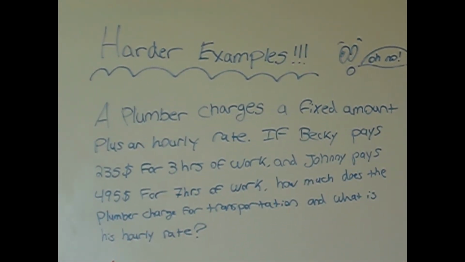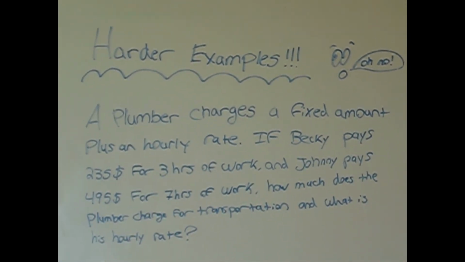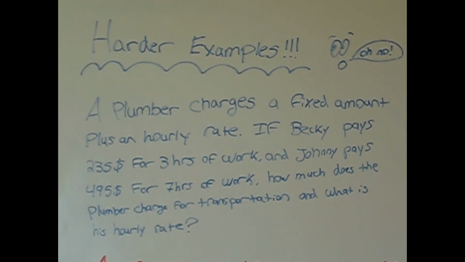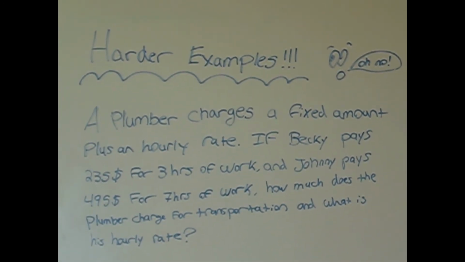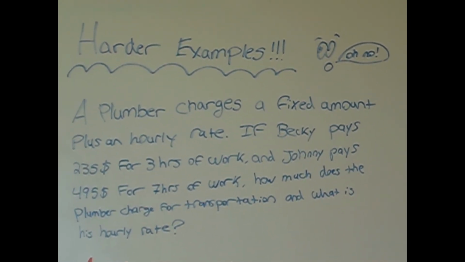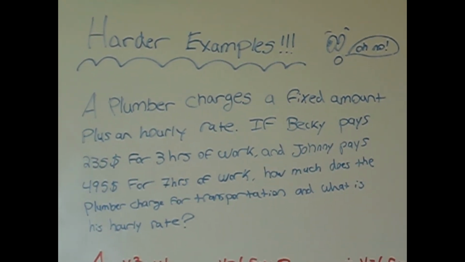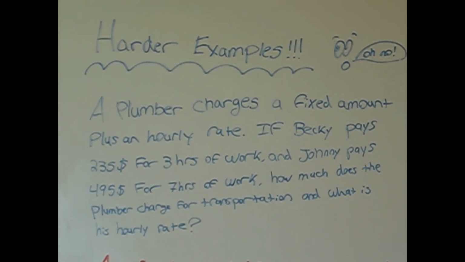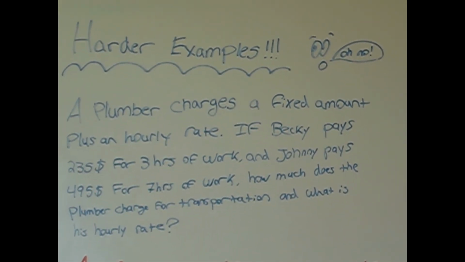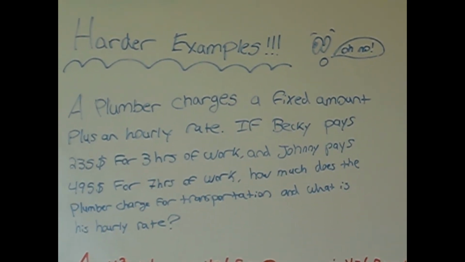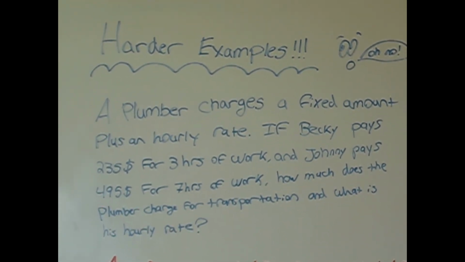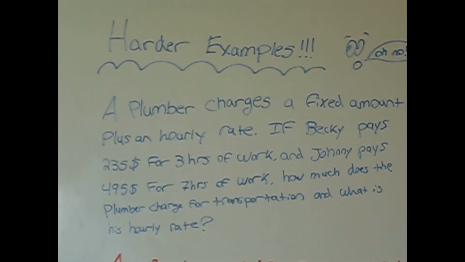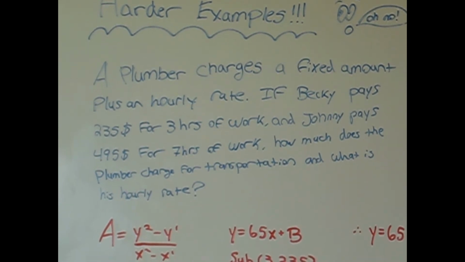A plumber charges a fixed amount plus an hourly rate. If Becky pays $235 for 3 hours of work and Johnny pays $495 for 7 hours of work, how much does the plumber charge for transportation and what is his hourly rate? So what we know is the independent variable, which is time in hours, and the dependent variable, which is the total amount charged. We also know 2 points, which are (3, 235) and (7, 495). And then what we don't know is the slope, which is the hourly rate, and the initial value, which is the transportation charge. So to start off, we're going to find a.